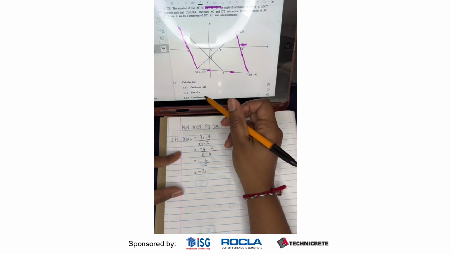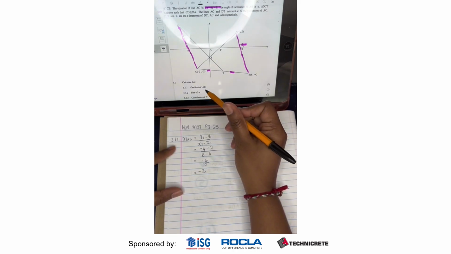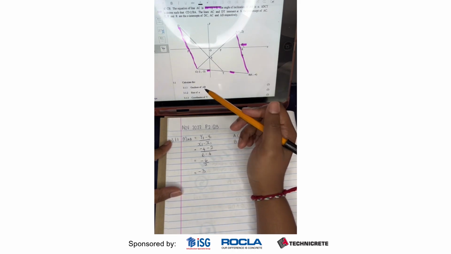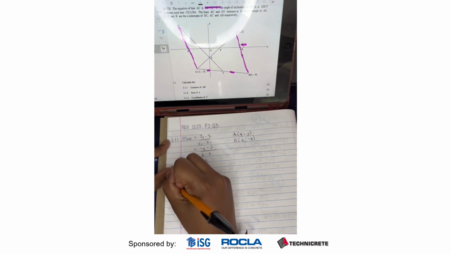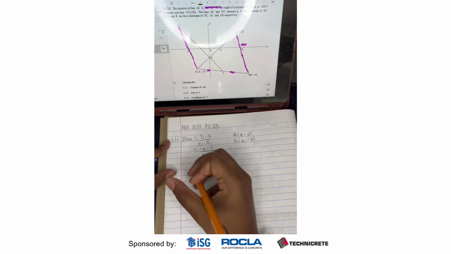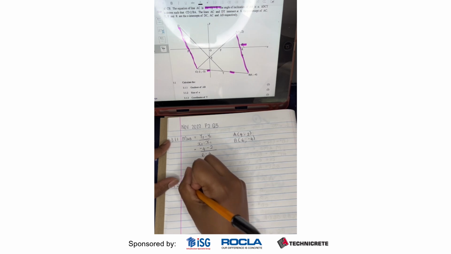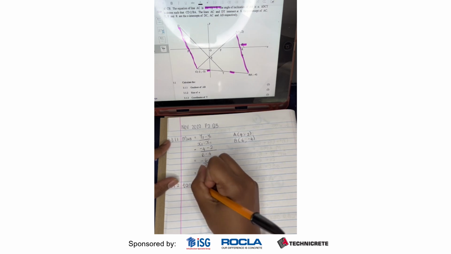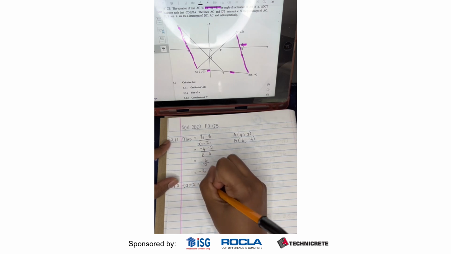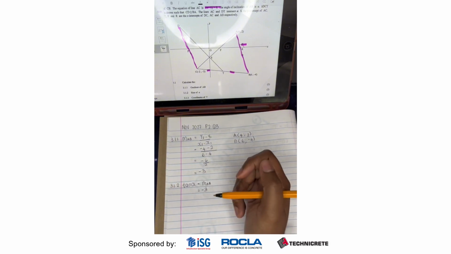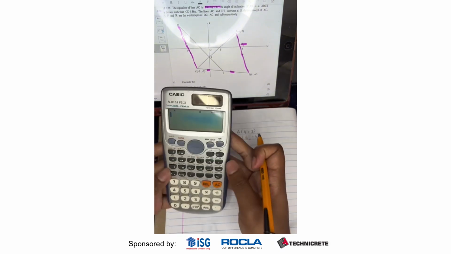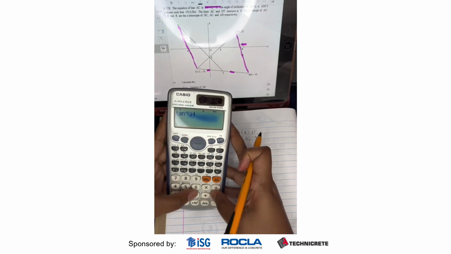The next question says calculate the size of alpha, so my angle of inclination. And how do I calculate an angle of inclination? This is something that you have to know from trig. Tan alpha is equal to the gradient of AB. And we got that to be -3. So we're going to use our calculators now. Shift tan, -3.